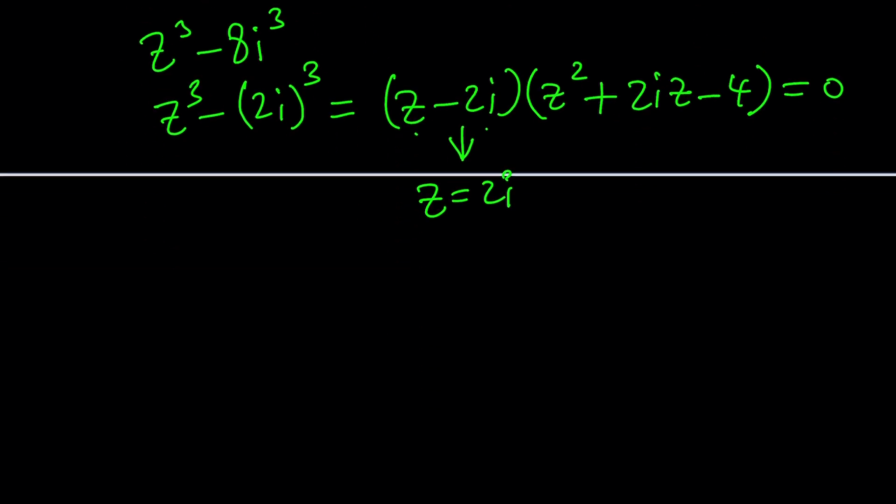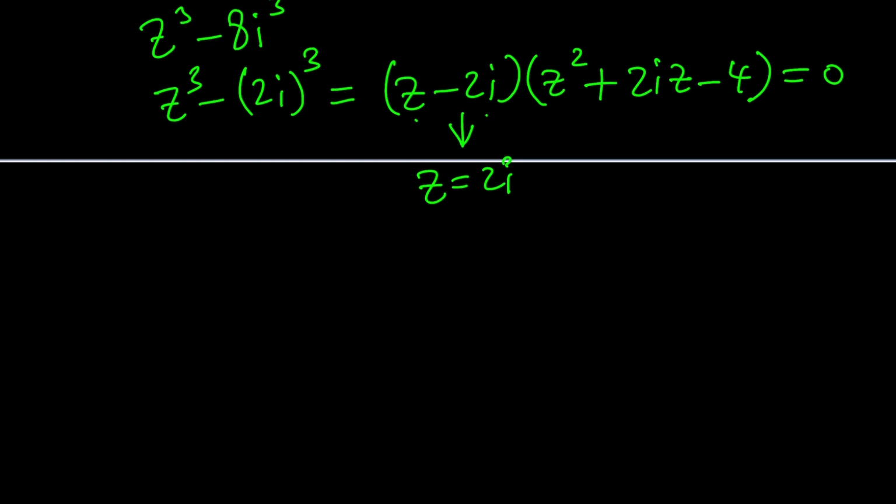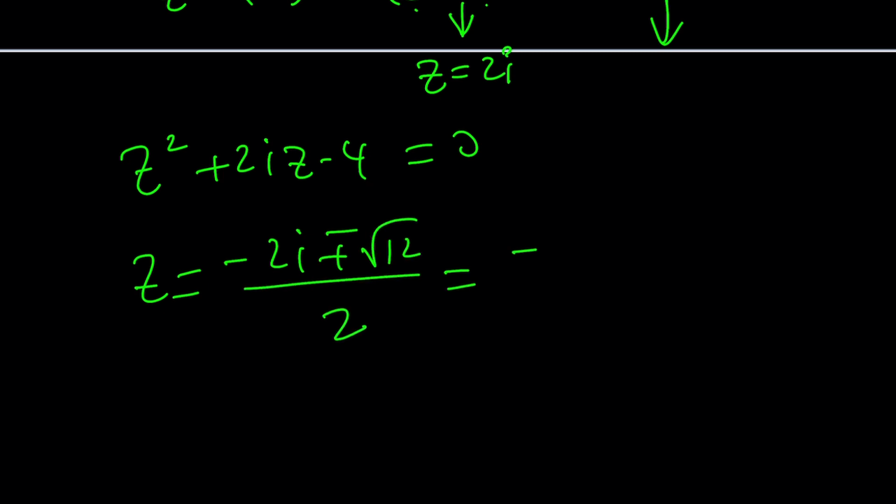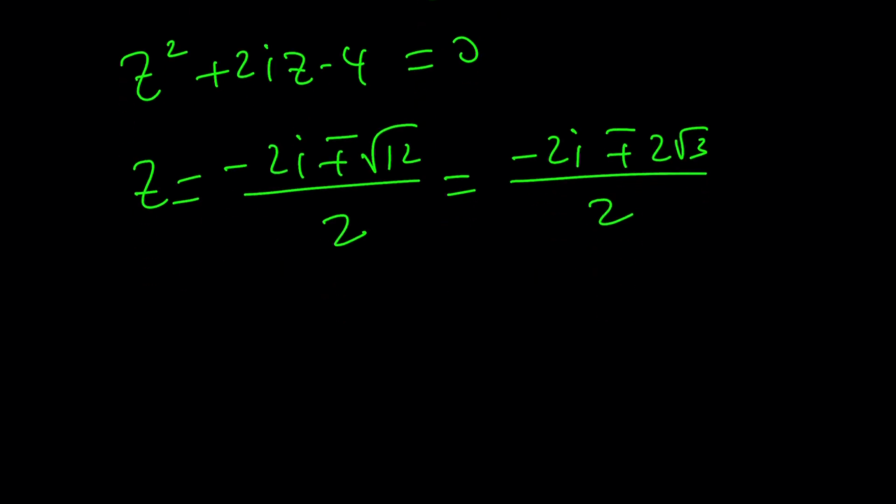except for 0. 0 is very exceptional. Okay, let's take a look at the solution of this equation because that's more interesting. Solve it using the quadratic formula. You're going to get negative 2i plus or minus the square root of negative 4 plus 16, which is 12. That can be written as 2 root 3, right? And if you divide everything by 2, you get z equals plus or minus root 3 minus i.